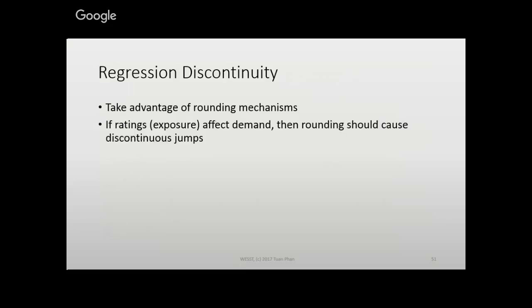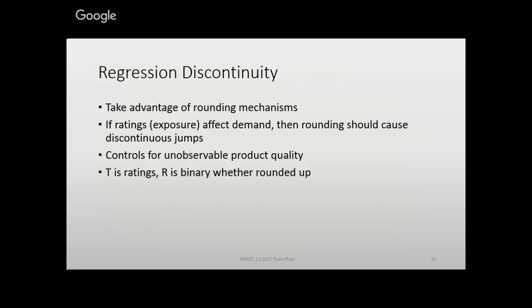Okay. And so if being exposed to that rating affects demand, the number of sales, then rounding should cause some sort of discontinuous jump, right? So what that means is, if the book is say a 3.3, that's okay. The computer system will round it up to 3.5. So if people are reading the reviews, then this book that's actually only 3.3 in quality suddenly looks like 3.5. Then you should see a huge jump in sales because of this. Okay, that's exactly what they try to do.